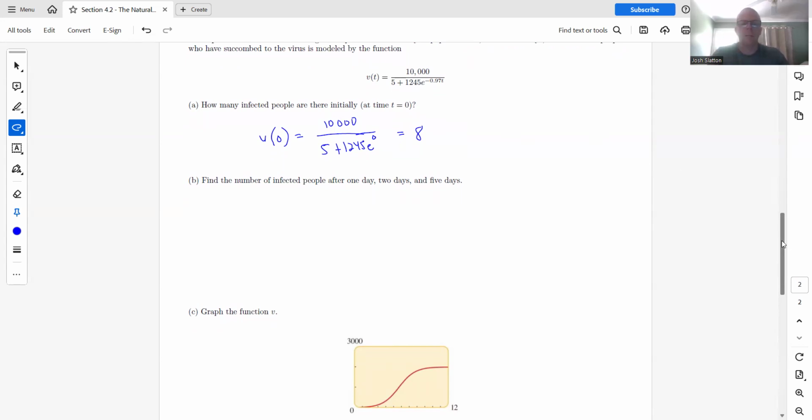Find the number of infected people after 1 day, 2 days, 5 days. So t equals 1, t equals 2, t equals 5. And so when you do this, and depends on the calculator, of course, some of them could handle this all at once. Others you might need to take it more step by step. But we're just plugging in 1, 2, and 5 into this function. If you do it all at once, make sure you put parentheses around the denominator. And let's see what we get.